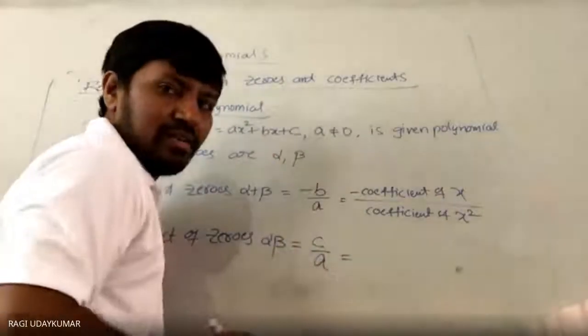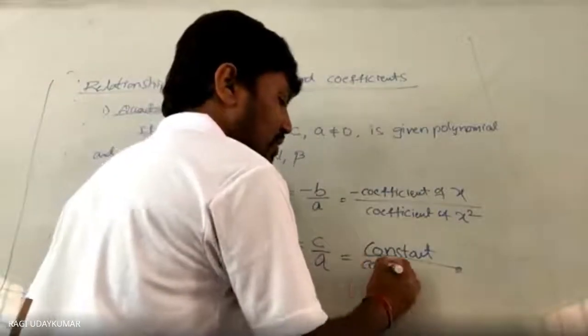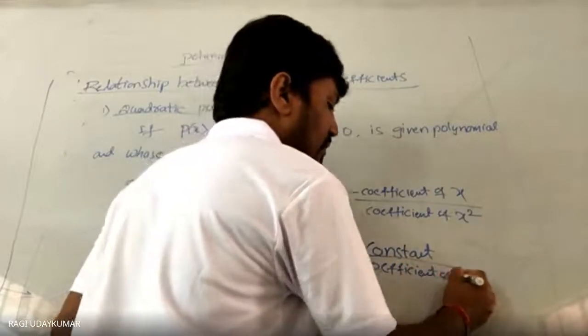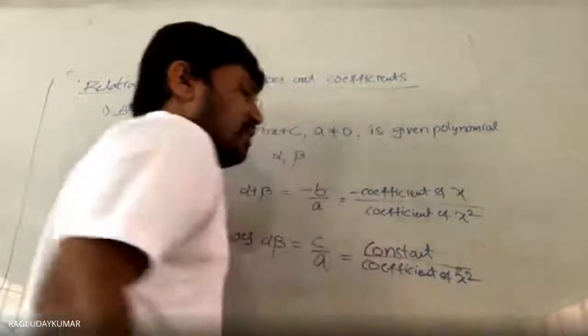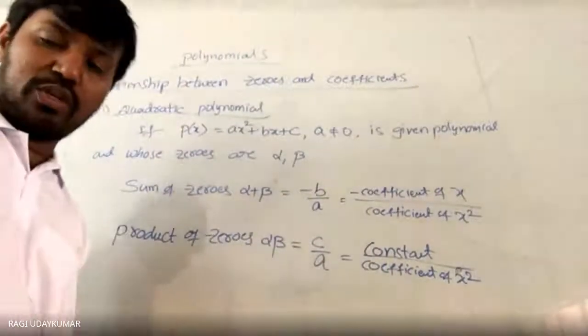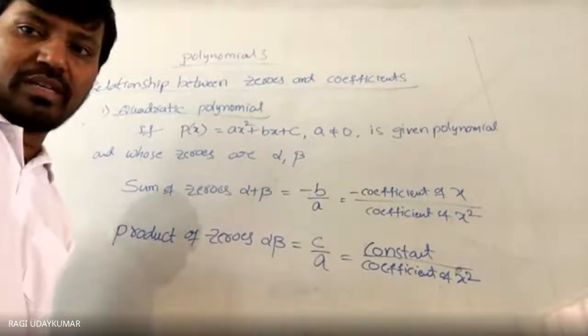What is c? It is the constant term. Constant by a, where a is the coefficient of x square. So it is the constant term divided by the coefficient of x square. This is the relationship between the zeros and coefficients of the polynomial.